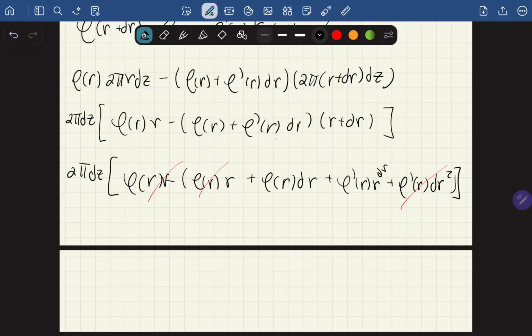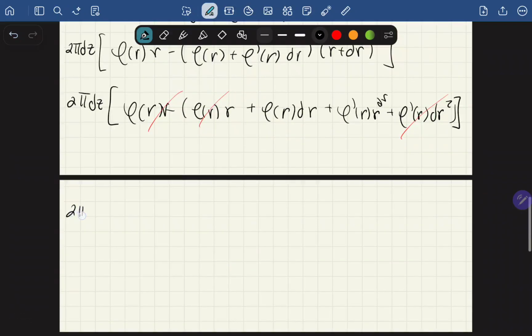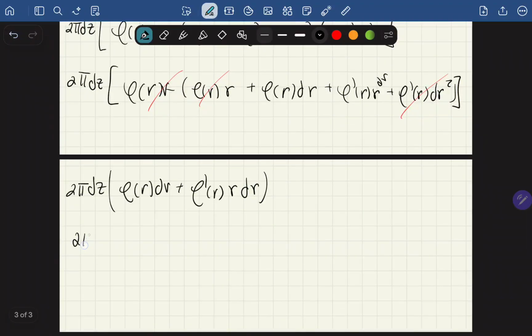Because it's phi prime dr times this, and this would be, yeah, exactly. So this would be 2 pi dz that multiplies phi r dr plus phi prime r dr. Then we can put dr in evidence, so this would be equal to 2 pi dr dz that multiplies phi r plus phi prime of r.